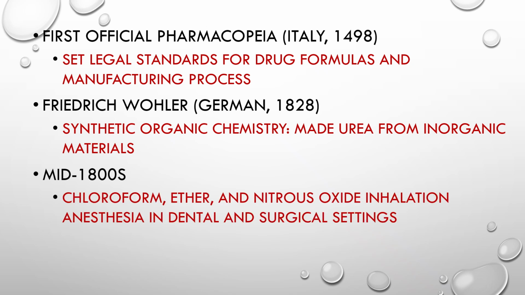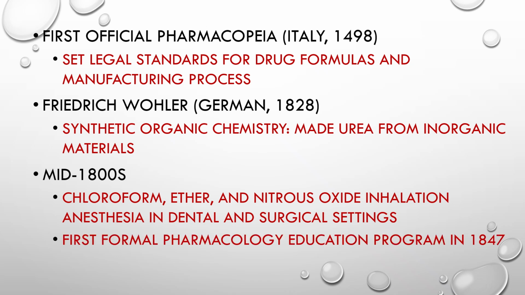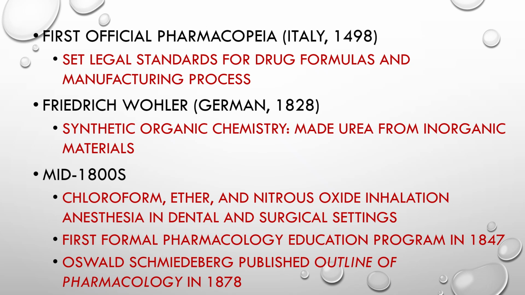Then in the mid-1800s, thinking more about surgeries now, chloroform, ether, and nitrous oxide, so anesthetics, were starting to be developed. Also, formal education became a thing in 1847, and Oswald Schmiedeberg published what was called the Outline of Pharmacology. Again, more and more publications that still set up our pharmacology today.